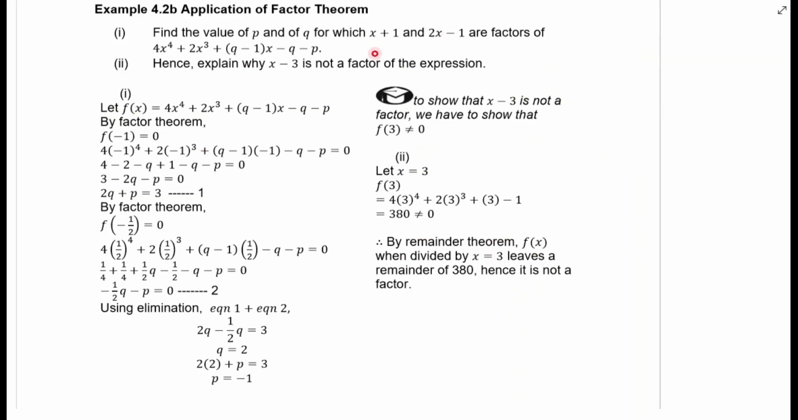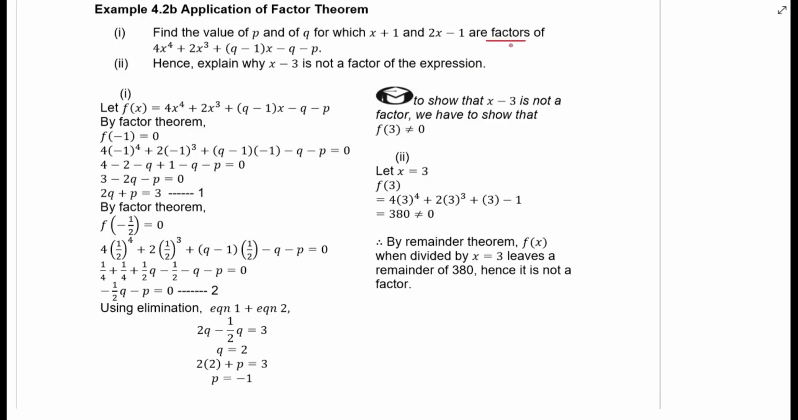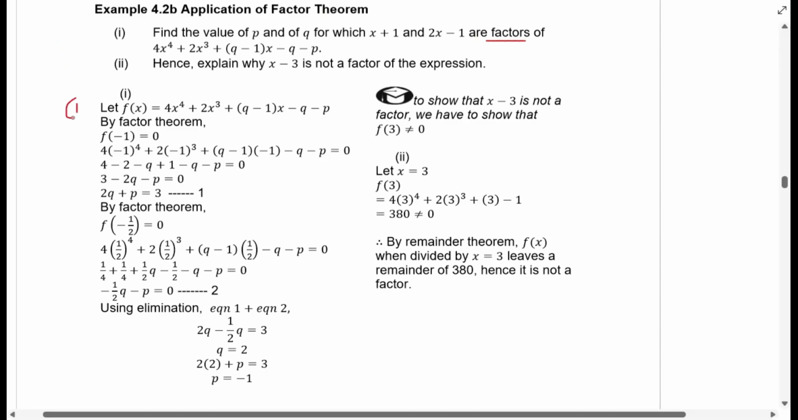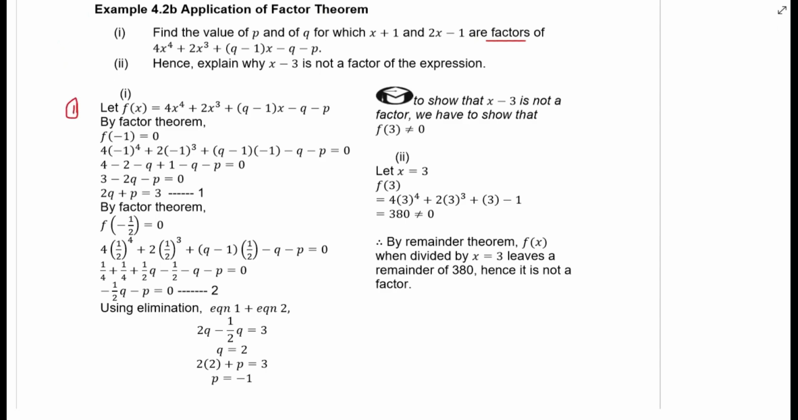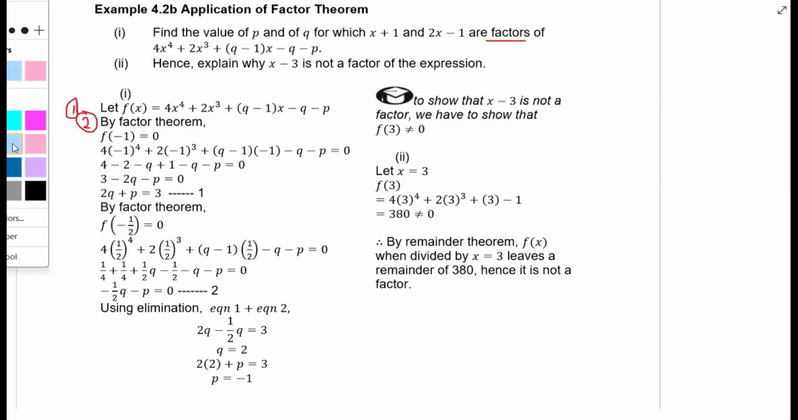So moving on to the second example, find the value of p and of q for which x plus 1 and 2x minus 1 are factors of this polynomial. So now that they emphasize that they are factors, of course, it must come to mind that you're using the factor theorem. Once again, step 1, let f(x) equal your polynomial. Step 2, specify which theorem you are using. So in this case, it is the factor theorem.